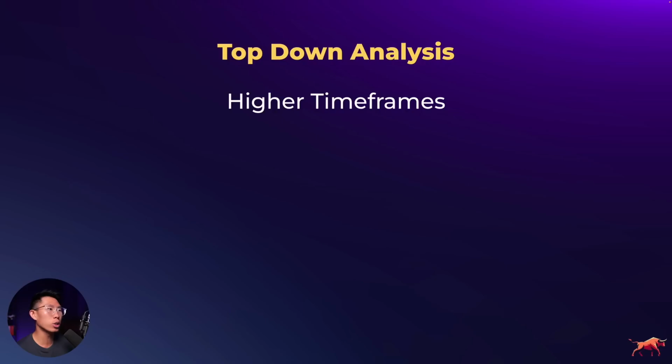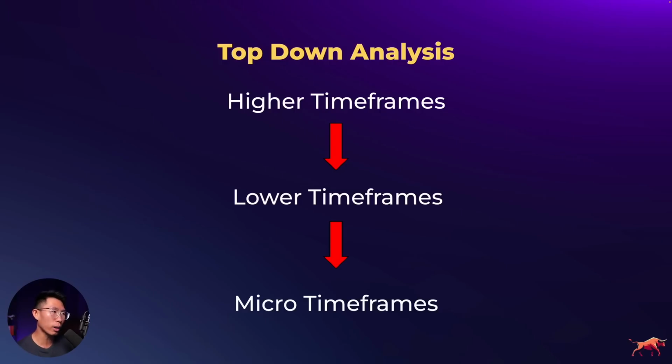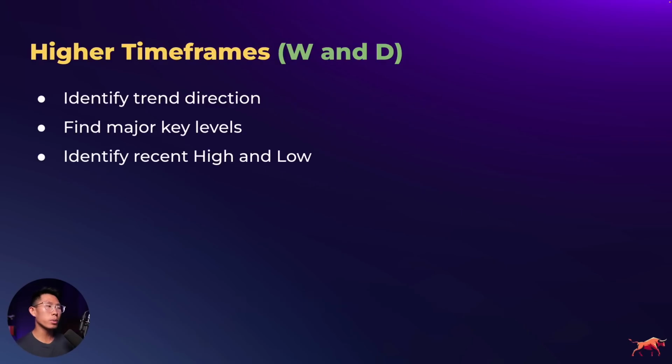Now, combining all of these together, you will get your top-down analysis. Top-down analysis is basically where you go down from the higher time frames to the lower time frames and then go down even to the micro time frames to look for your entry. But you first start analyzing the charts on the higher time frames. So the higher time frames are mainly the weekly and the daily time frame, and you're going to use it to identify the trend direction and find any major key levels, and also identify the recent price daily high and low.